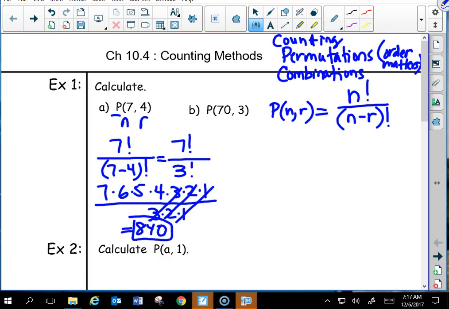Okay. Now I'll show you how to do that on the calculator. And this one, P 70 over 3, I'm not going to write out 70 factorial. I'm just going to put this in the calculator. The way the TI-84 does it is we put the N first, and then we ask it to do a permutation, and then R comes as a subscript. They're both little subscripts.